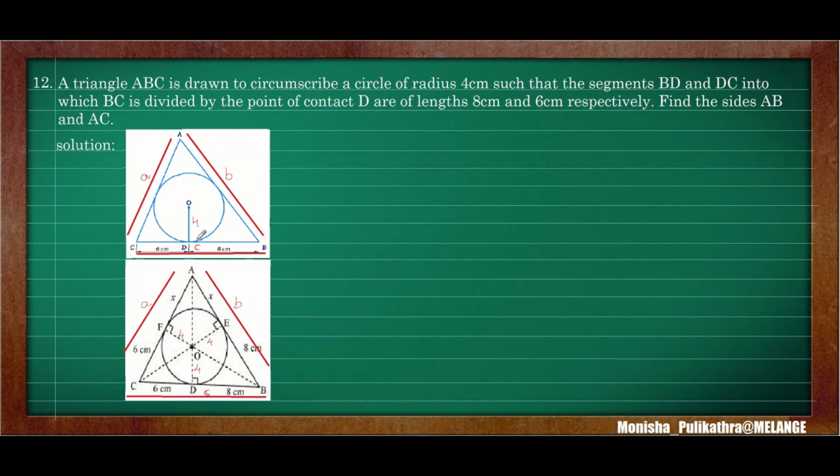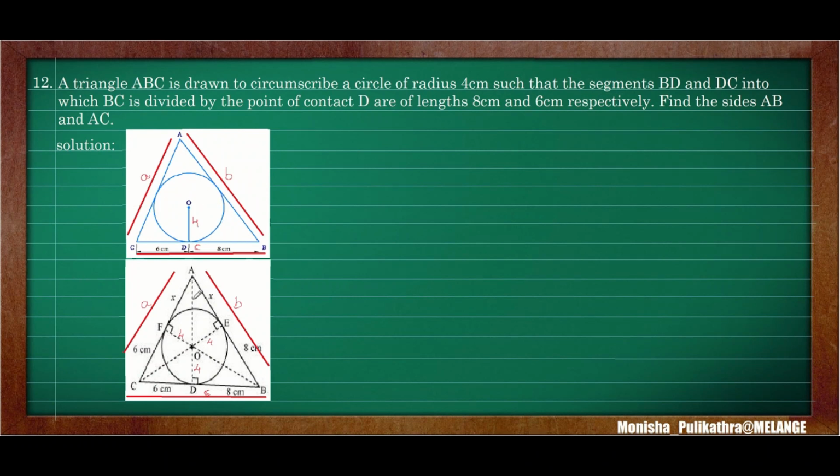So the radius is 4 cm and the line segments BD and DC, into which they have given one is 8 cm and the other is 6 cm. Only this much information will be given in the question. So a circle is inscribed in a triangle where the radius of the circle is 4 cm, and the point of contact divides the side into two parts, where BD is equal to 8 cm and CD is equal to 6 cm. So now we need to do the construction of this.